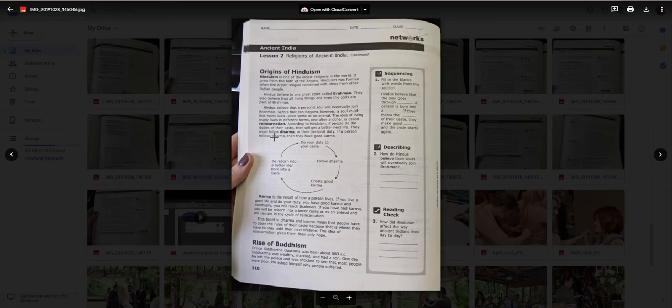So that's coming from here and here. Hindus believe that the soul goes through reincarnation. A person is born into a caste. And if they follow the Dharma of their caste, they make good karma, then they can have a better life.